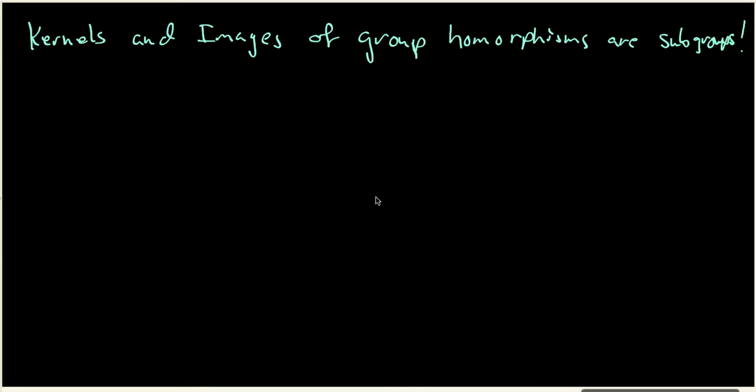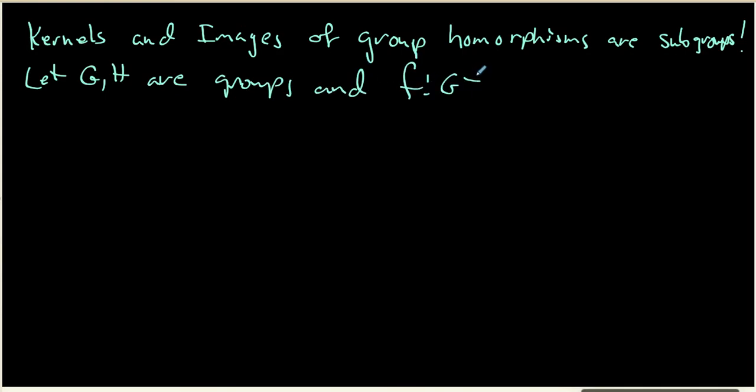In this recording, we're going to look at the fact that kernels and images of group homomorphisms are subgroups of the domain and codomain, respectively. So throughout this tape, we're going to be looking at the situation where G and H are groups, and f takes G into H is a group homomorphism.